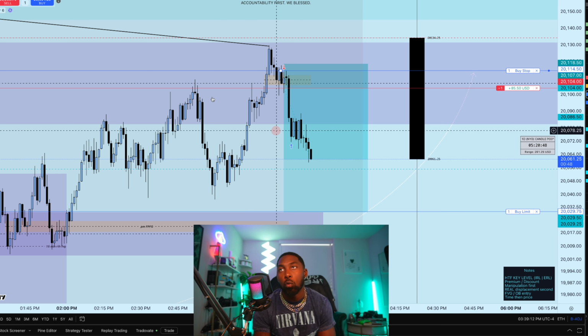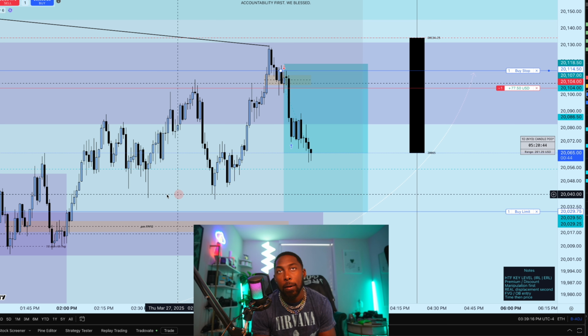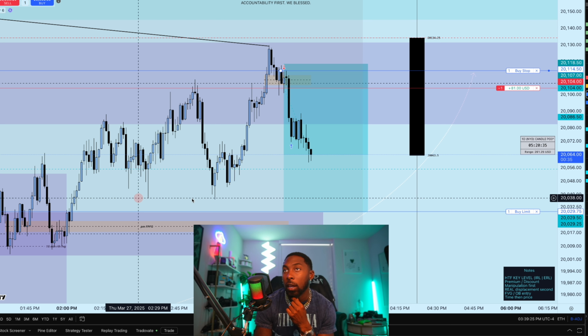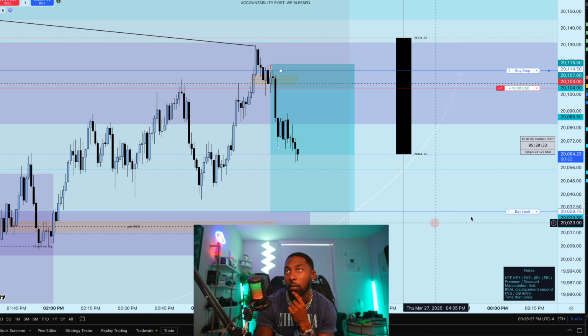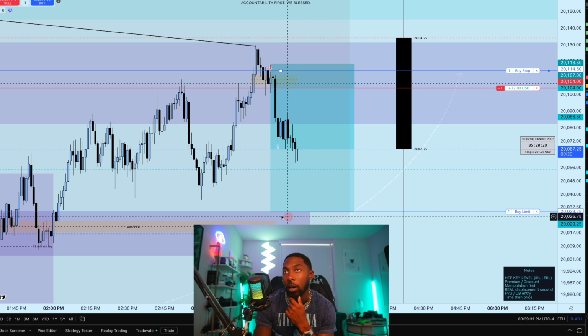I want you to pay attention to these equal lows right here. Right there. I want to see price run these with speed and tap right into the first presented fair value gap from the AM. It can tap into the one from the PM, but I'm satisfied with this right here.